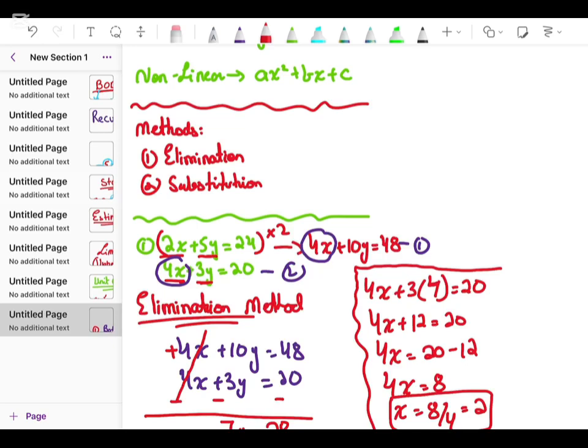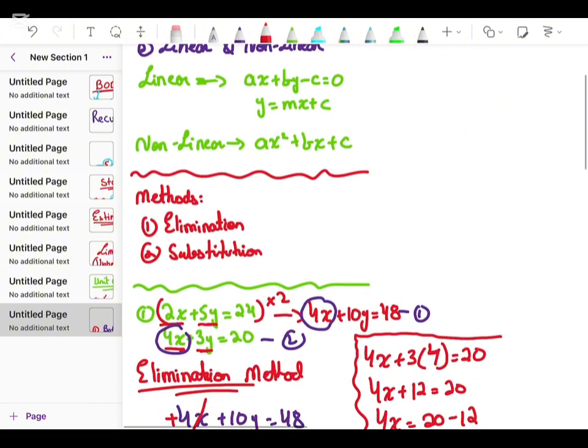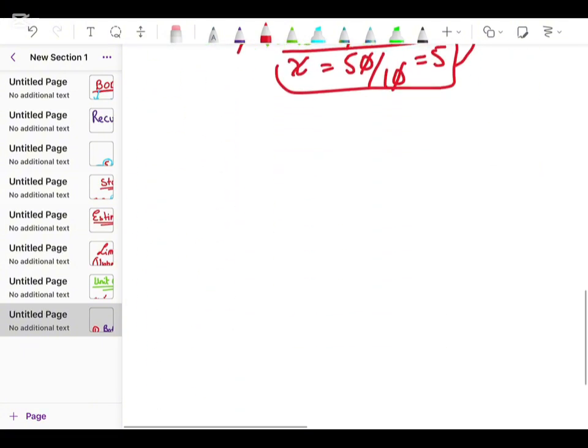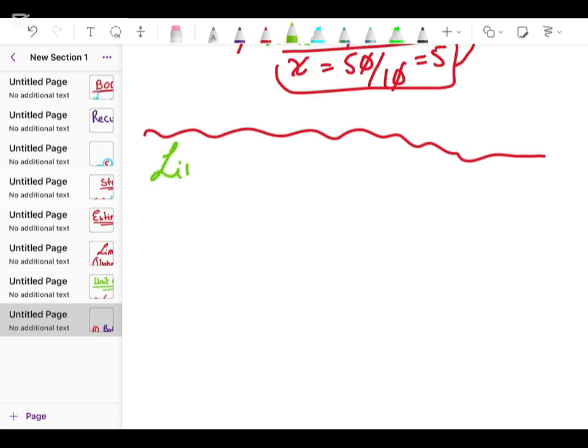Now we will see basically the second type of question, that is linear and non-linear. So we will see one example of how to solve linear and non-linear.